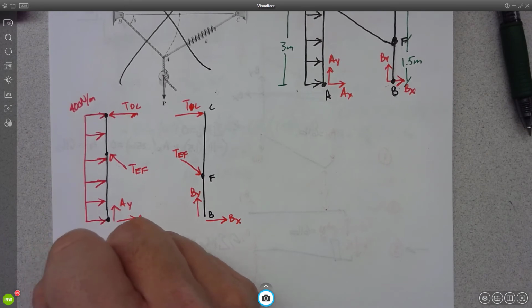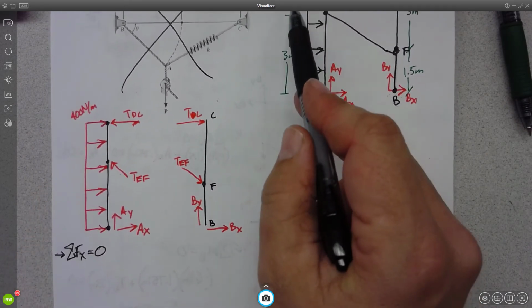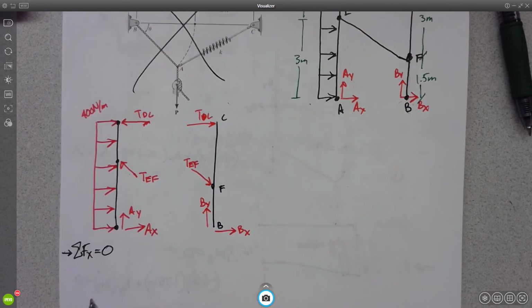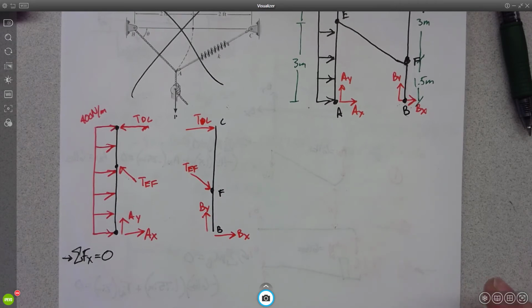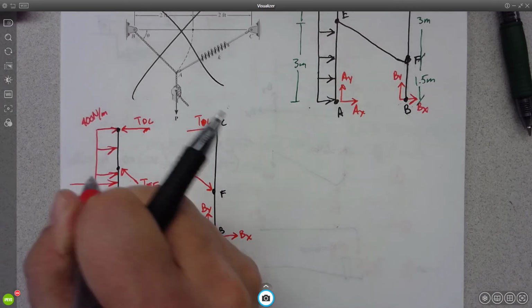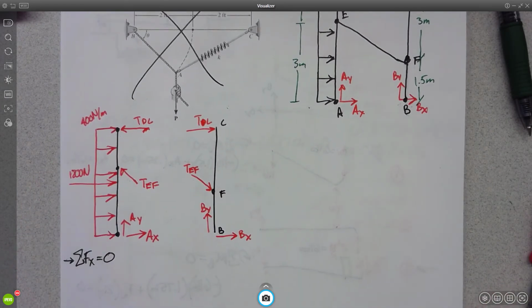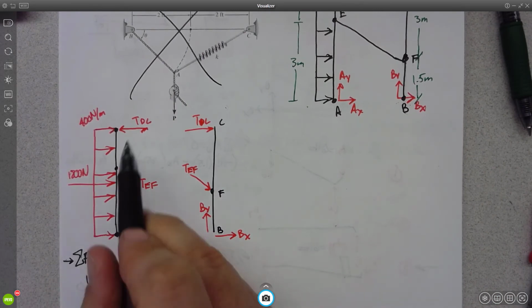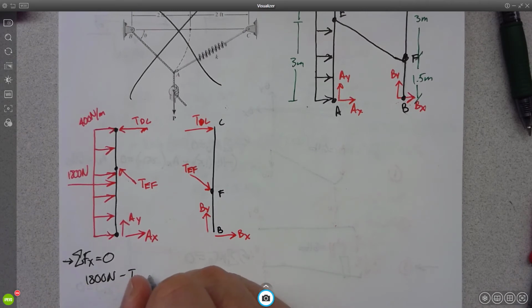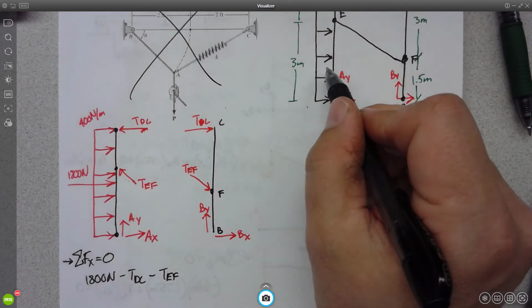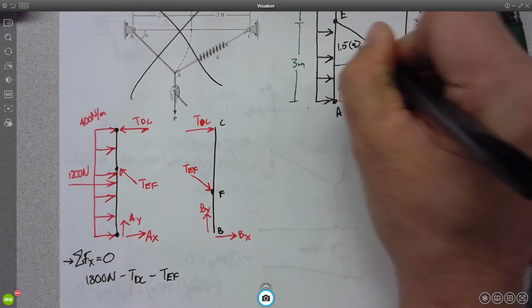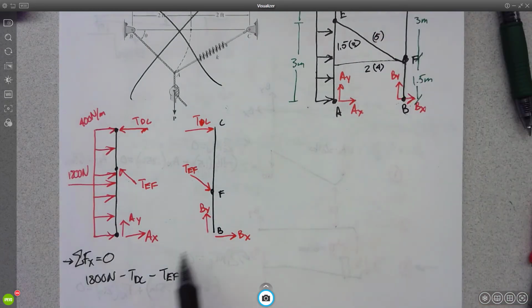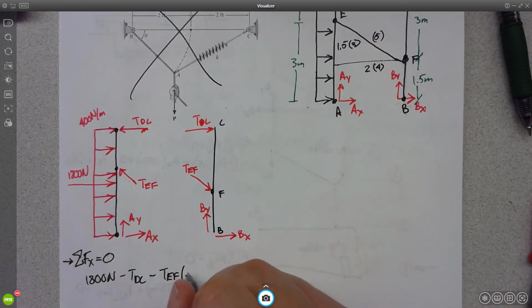Sum of the forces in the X has to be equal to 0. So 400 times 4.5, is that 1,000? No, it's 1,800, right? So we know we have a resultant of 1,800 newtons here, minus TDC, minus some part of TEF, right? And we have to figure out what part. So this is 2, 1.5, so that's a 3, 4, 5 triangle, right? This is 3, this is 4, and this is 5. So we're looking for the horizontal component of TEF, so that's going to be times 0.8, 4/5.